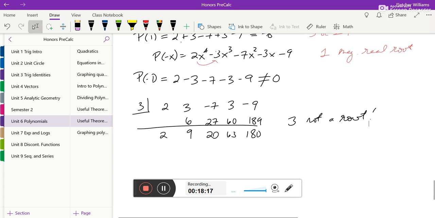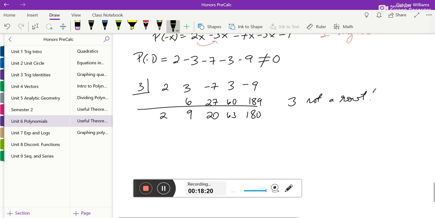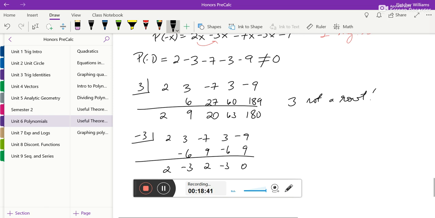That's off our list. The remainder is not 0. So we try negative 3. 2, 3, negative 7, 3, negative 9. Okay, so we bring down the 2. Multiply by negative 3, negative 6, negative 3, 9, 2, negative 6, negative 3, 9, 0. Okay, so negative 3 is a root.